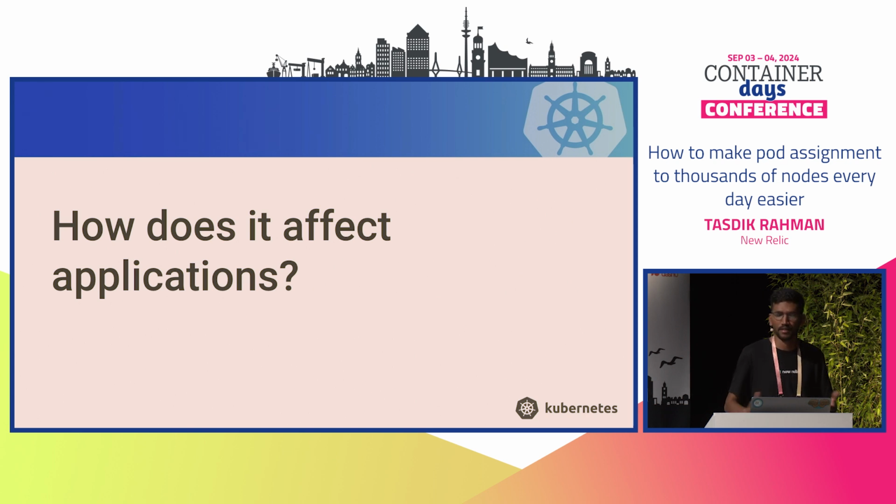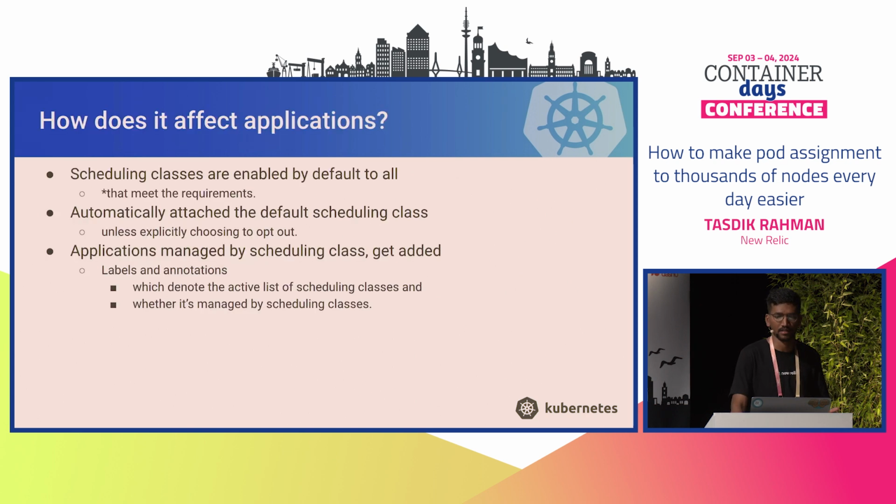Now you might think, how is it really affecting the applications in the first place, right? So it's enabled for all applications which meet the requirements, and the requirements being that they don't pass their own node selectors and tolerations. And we would automatically attach the default scheduling class unless we are explicitly choosing to opt out of it. And to distinguish between applications which are being managed by scheduling classes, we would use, again, simple K8s constructs, labels, and annotations.